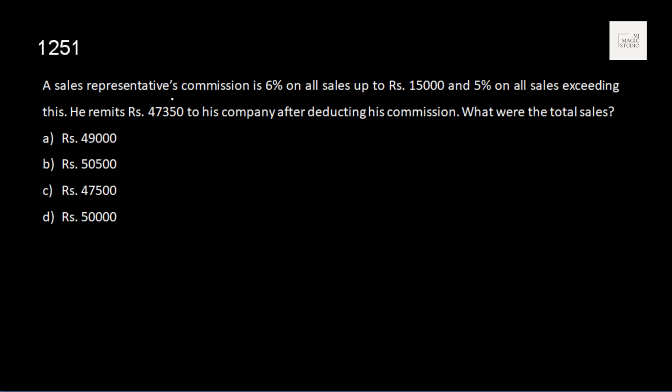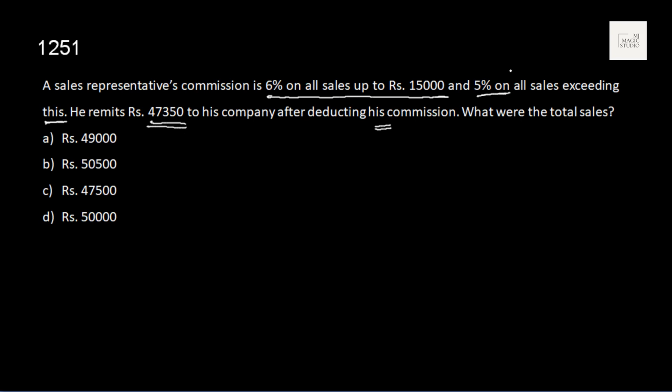A sales representative's commission is 6% on all sales up to 15,000 and 5% on all sales exceeding 15,000. He remits rupees 47,350 to his company after deducting his commission. What was the total sales? Since all options are more than 15,000, obviously, because he remits 47,350 also. So sales figure is more than 15,000.